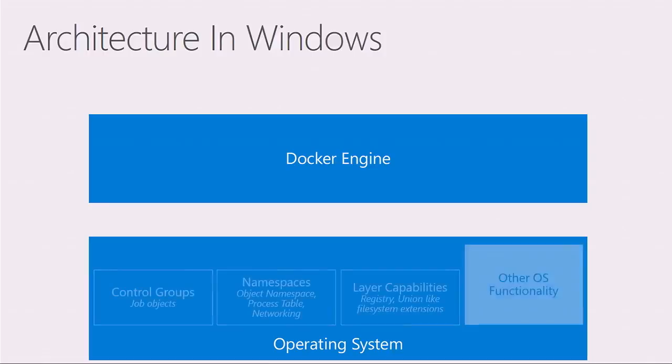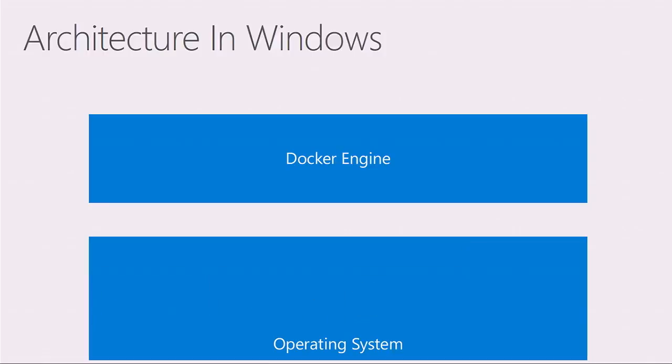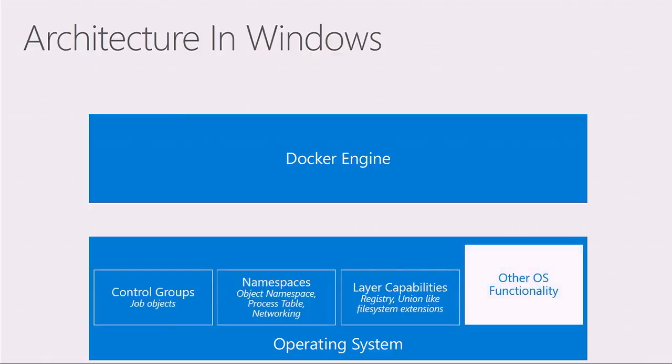Okay, so enough with Linux, let's talk a little about Windows. What does this look like in Windows? Again, we've got our operating system and the Docker engine. In Windows, we also have control groups. We call them job objects. We've had job objects for a number of years. They serve many of the same purposes, but they didn't have all the capabilities that cgroups did. So we've been making job objects a little more robust, but we've had the same kind of construct.